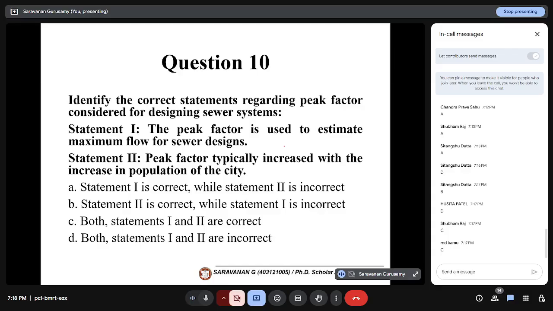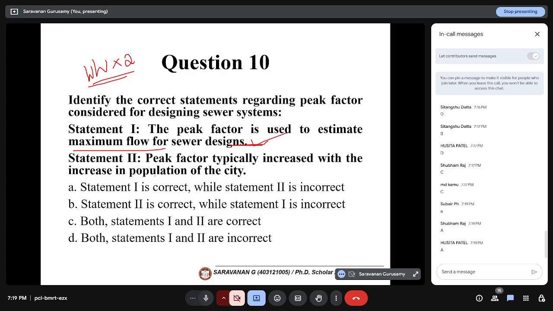So the 10th question, this has two statements. Identify the correct statement regarding the peak factor. The peak factor is used to estimate the maximum flow for the sewer design. Second statement, peak factor typically increases with the increase in the population of the city. Can you guess which is correct and which is incorrect? The peak factor is used to estimate maximum flow for the sewage. That is correct, right? We know the quantity of wastewater. If we multiply with the peak factor like 2 or 1.5, we can get the peak value or maximum flow. The first statement is correct.